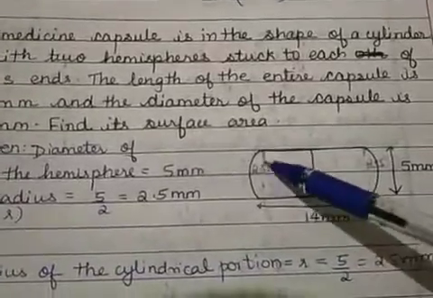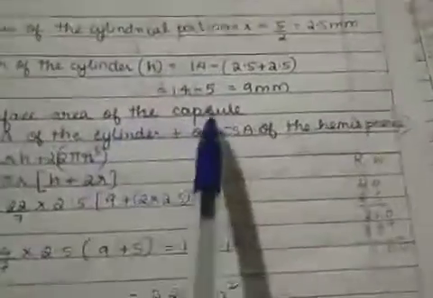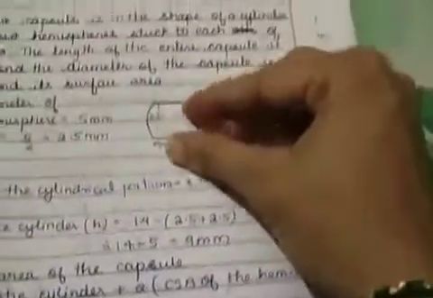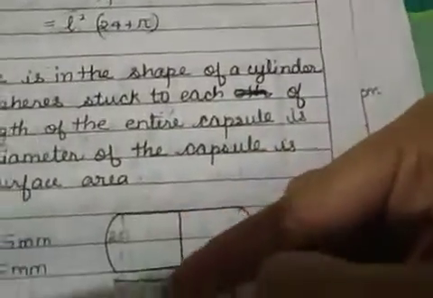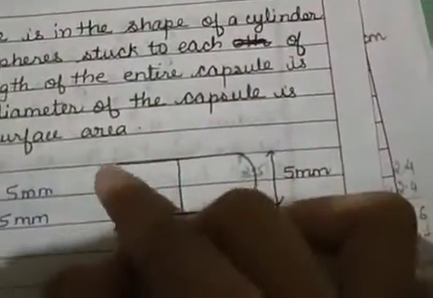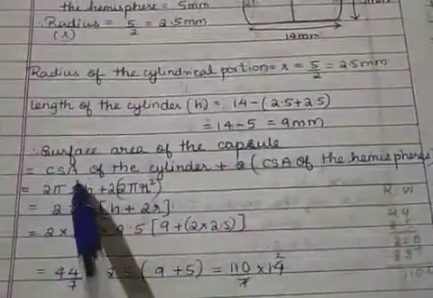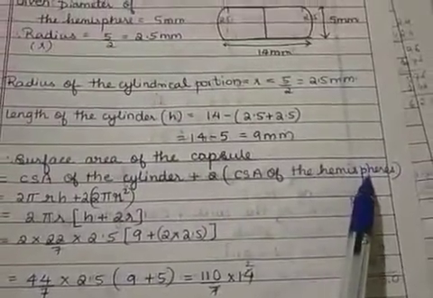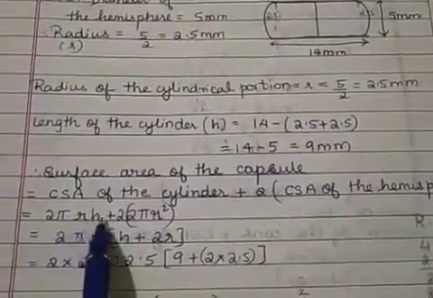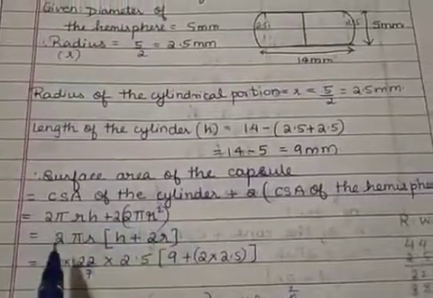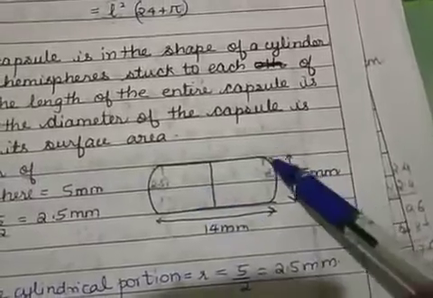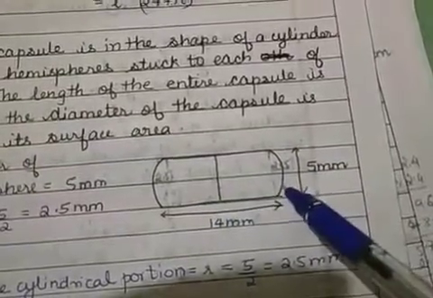Now what you have to find is the surface area of the capsule, correct? Surface area of the capsule will be the curved surface area of the cylinder, only the curved surface area you have, plus the area of the two hemispheres, correct? So surface area of the capsule is curved surface area of the cylinder plus 2 times curved surface area of the hemisphere. And the formula is 2 pi rh plus 2 times 2 pi r square. Now to find the curved surface area of the cylinder, you need radius and height, correct?